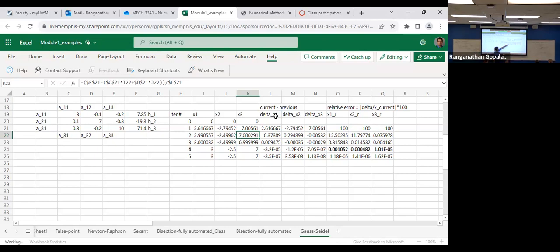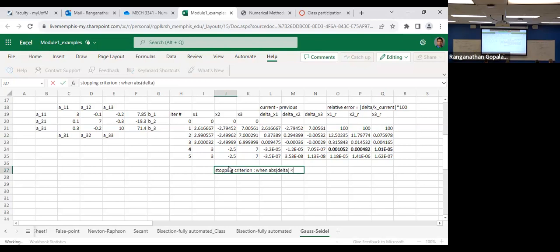0.37009 and then minus 3.2 times 10 power 5. So you can set your stopping criterion as something like when the absolute value of delta goes below, say, 1e minus 6. You can keep that as your stopping criterion. Now that raises the question, when I say absolute value of delta, which delta am I talking about? X1, X2, or X3? What's the logical thing to say here?